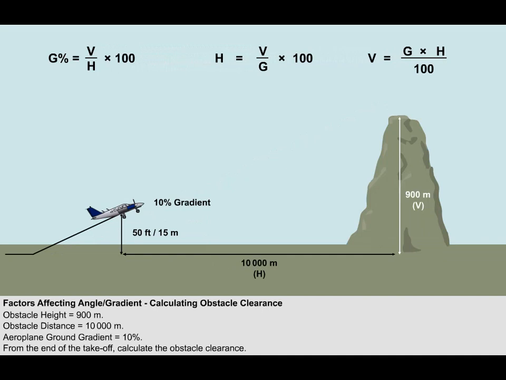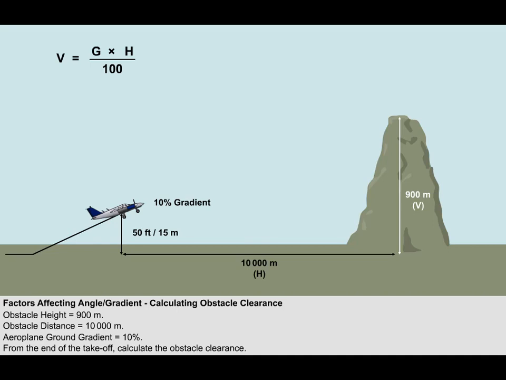Now let us work through an example. Following a takeoff, a light twin-engine aeroplane climbs on a 10% climb gradient. By how much will it clear a 900-metre high obstacle situated at 10,000 metres from the 50 feet clearance point? In order to find out by how much the aeroplane will clear the obstacle, it is necessary to calculate the height the aeroplane will attain after covering a horizontal distance of 10,000 metres.